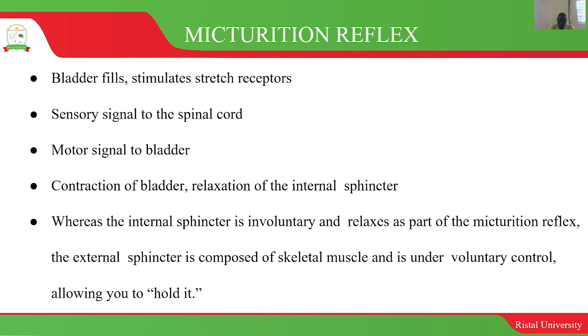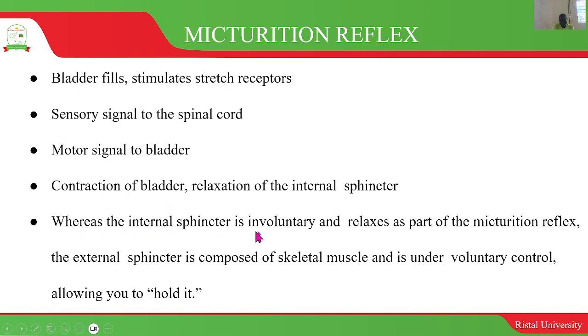Micturition, this is the urination reflex. So what happens during urination is that the bladder fills and stimulates the stretch receptors. The urinary bladder has receptors that are sensitive to stretch. So as volume is increasing, the receptors trigger a signal. Sensory signals are sent to the spinal cord, and then motor signals are sent back to the bladder. When this motor feedback is sent, there's a contraction of the bladder. When the bladder contracts, the internal sphincter relaxes. Okay, and urine comes out.